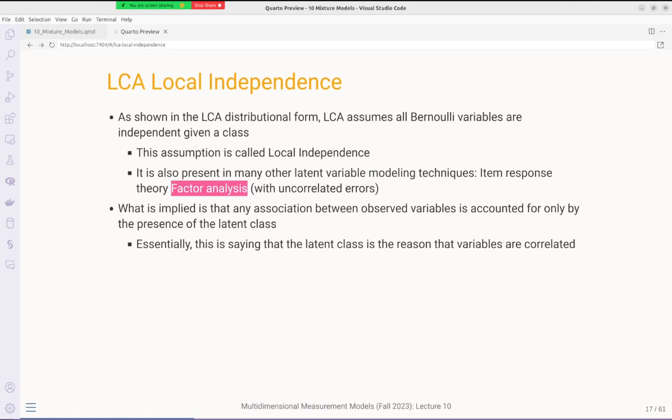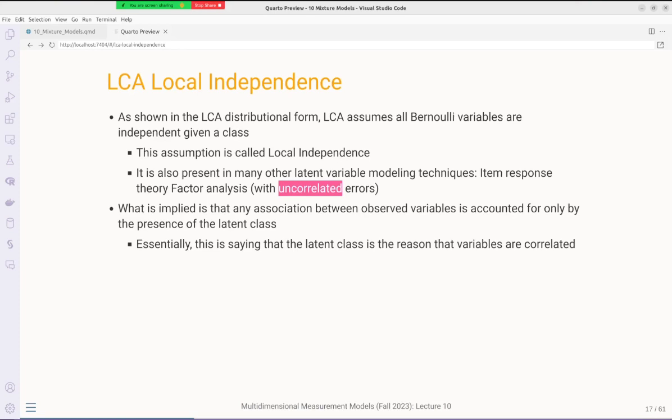But if we don't have local independence holding, if we add an uncorrelated residual, that's like weakening that factor argument. Basically the factor and whatever the uncorrelated error happens to represent now cause this. So basically it's the factor and other things, or factor and stuff. So local independence is a fundamental assumption in psychometrics. It's also a fundamental assumption here in latent class analysis.